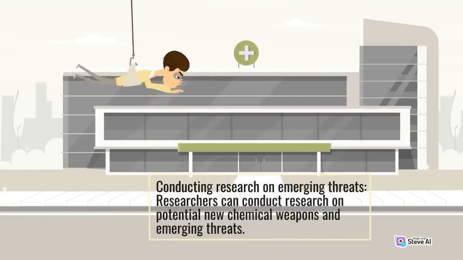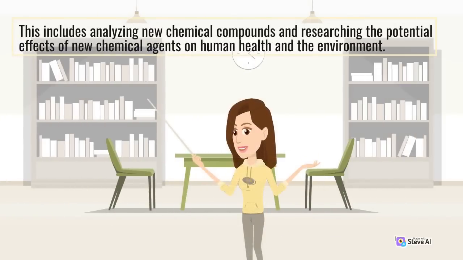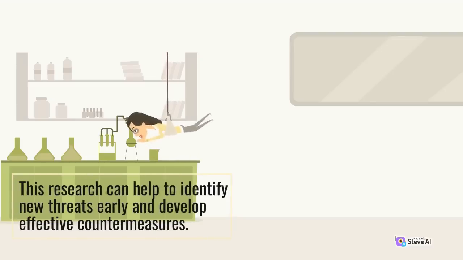Conducting research on emerging threats. Researchers can conduct research on potential new chemical weapons and emerging threats. This includes analyzing new chemical compounds and researching the potential effects of new chemical agents on human health and the environment. This research can help to identify new threats early and develop effective countermeasures.